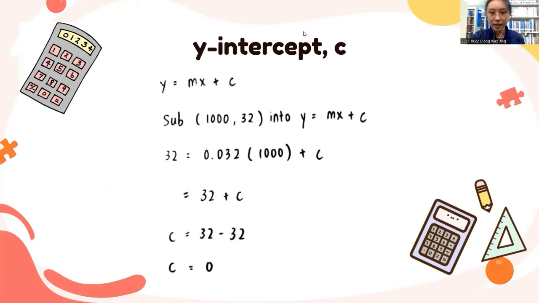Also, calculate the y-intercept by this formula, y = mx + c. Substitute a point into y = mx + c. The point that I chose is (1000, 32), with 32 being the y value, substituted in the equation. 32 equals 0.032 times 1000 plus c, which equals 32 plus c. So we can calculate the answer: c equals 32 minus 32 equals 0.